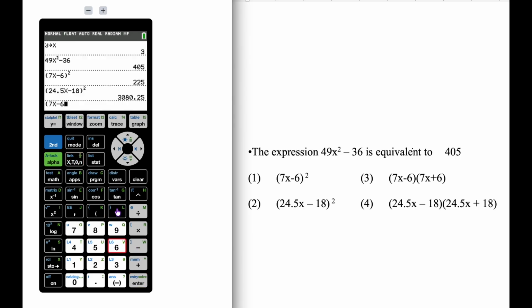7x minus 6 times, by the way, the calculator automatically knows to do multiplication here. As a general rule, you can put in exactly what's on the paper as it is. There are exceptions to this, very small ones, and I will point those out as we go along. Boom, 405. That was my target number. Therefore, my correct answer is number 3. I could put in number 4 to double check if I wanted. I've got plenty of time on these because this only took me about 30 seconds and I've got my answer. All I had to do was type in a few things and I didn't have to do any actual calculating. It's very handy.